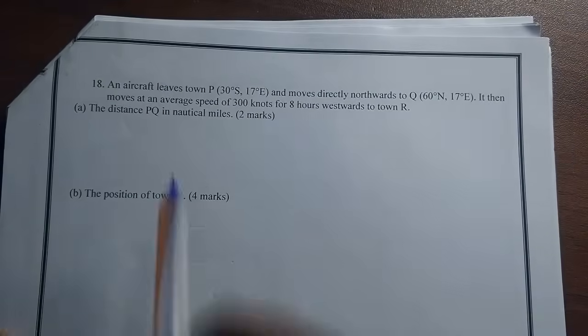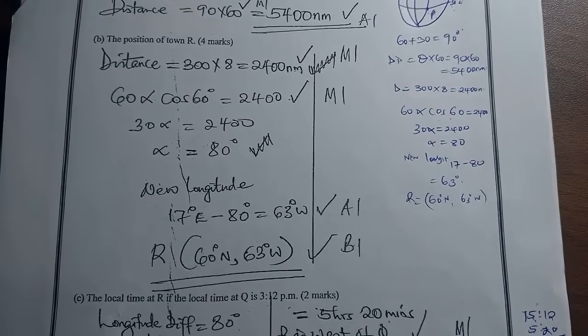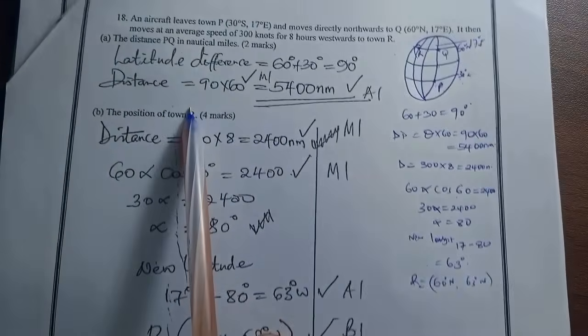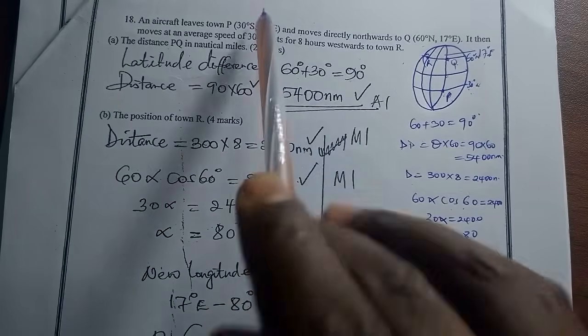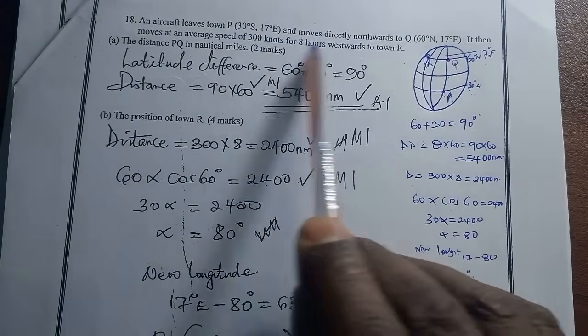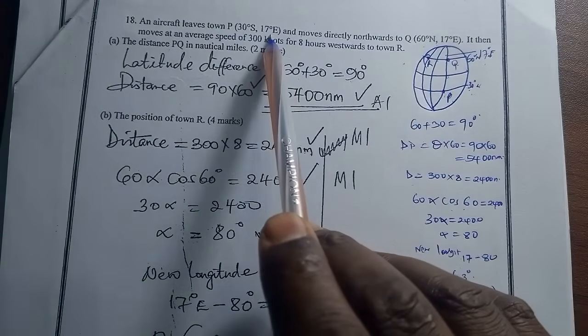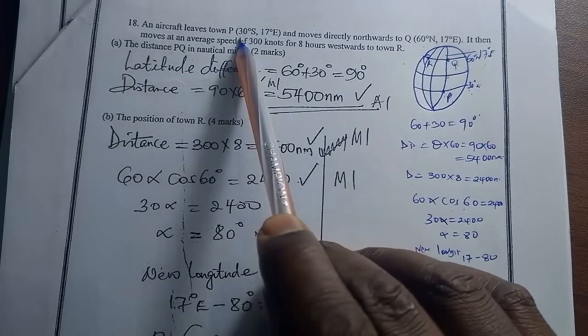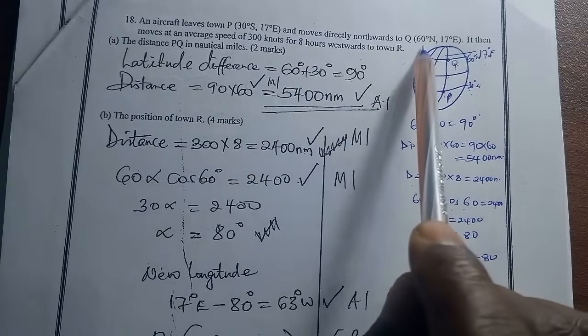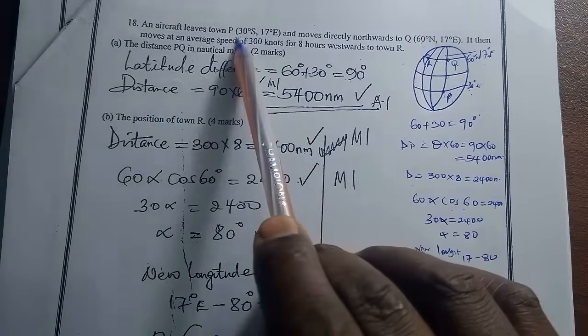Another question is longitude and latitude. Prepare very well on that. For this one, I will give you the marking scheme to try. The angle difference is 90 because here it is along the great circle. You can see it is 17 east, 17 east, so it is along the great circle. We move 30 degrees from south to 0 degrees and then 0 to 60. So 60 plus this, that is 90 degrees. That is the angle difference.